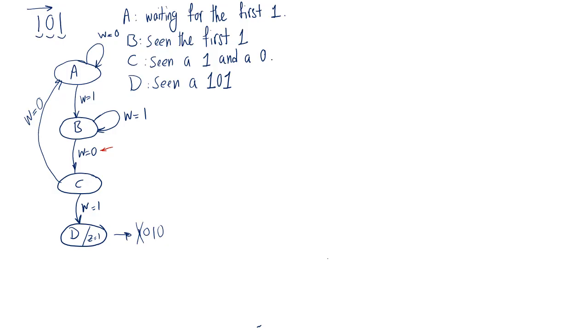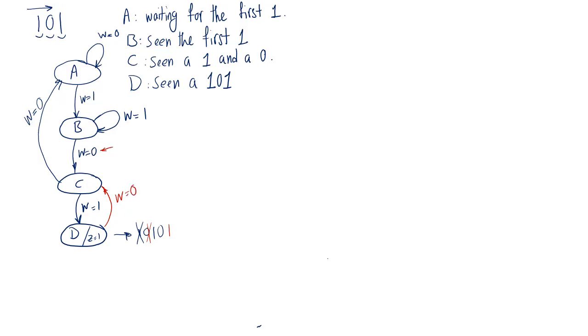If you think about it, at this point, if I get another 1 coming in, I'm going back to state D. It's almost like the last 2 bits that I've seen are a 1 and a 0. So if I get a 0, I go back to state C.